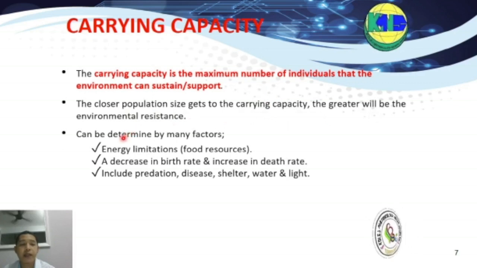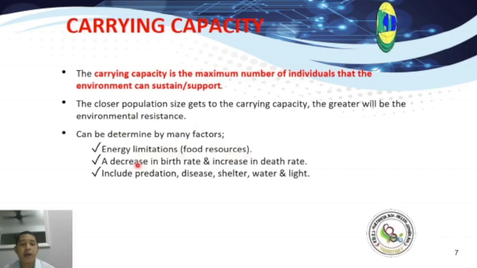Carrying capacity can be determined by many factors such as energy limitation, which depends on the availability of food resources, a decrease in birth rate and increase in death rate, and includes predation, disease, shelter, water, and light.